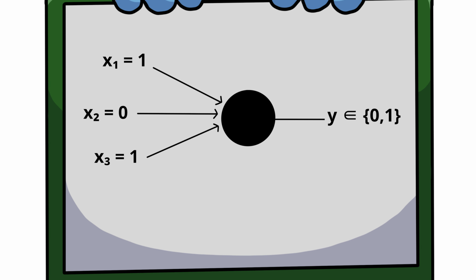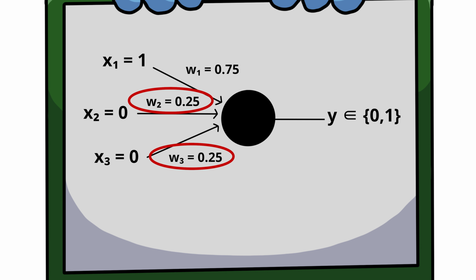This is called a perceptron model. It utilizes the functions we just discussed in a visual manner, like this. We can now also add weights and a threshold to each input with this model. For example, here we have 3 inputs. x2 and x3 both have a weight of 0.25, while x1 has a weight of 0.75. We also have a threshold to test the weights.